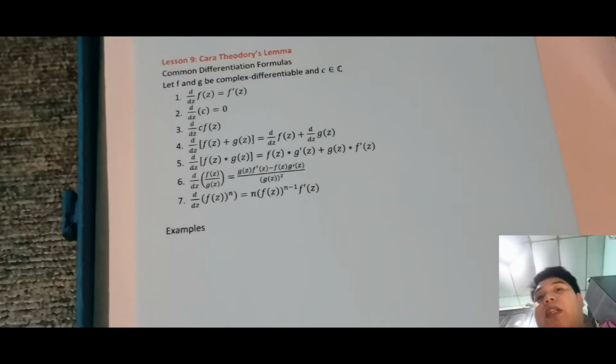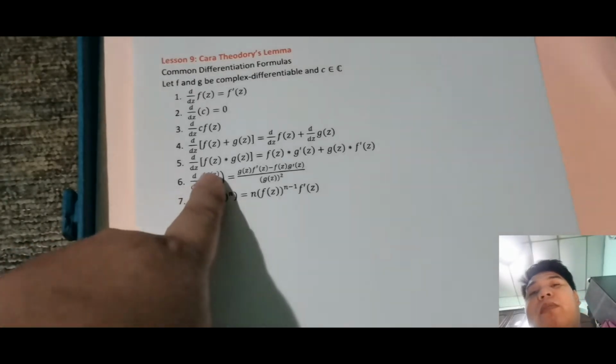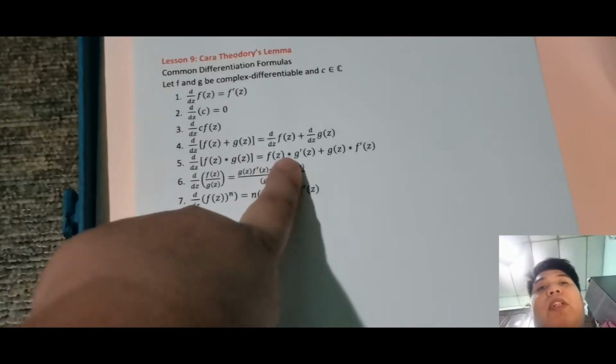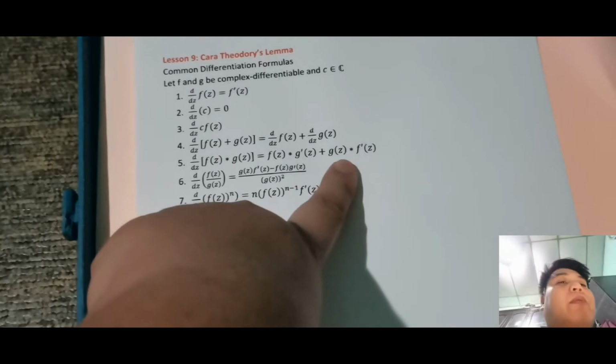Okay, the next is the derivative of c times f of z, ilalabas na natin yung c, so hindi ko na nilagay dyan kasi common sa atin yun. Okay, then number 4, the sum and difference of the derivatives is equal to the sum or difference of their derivatives. Okay, then next ito yung ating product rule. So alam nyo na yan, yung parang u dv plus v du, ayan yun. So f of z times g prime of z plus g of z times f prime of z.